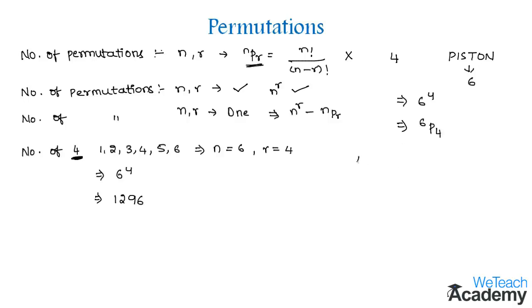Hence the number of 4-letter words in which at least one repetition is allowed is given by n power r minus nPr. We have to substitute these two values in this formula. So we get 6 power 4 minus 6P4. That implies 6 power 4 is 1296, minus 6P4, whose value is 360. On subtracting these numbers we get the value as 936.